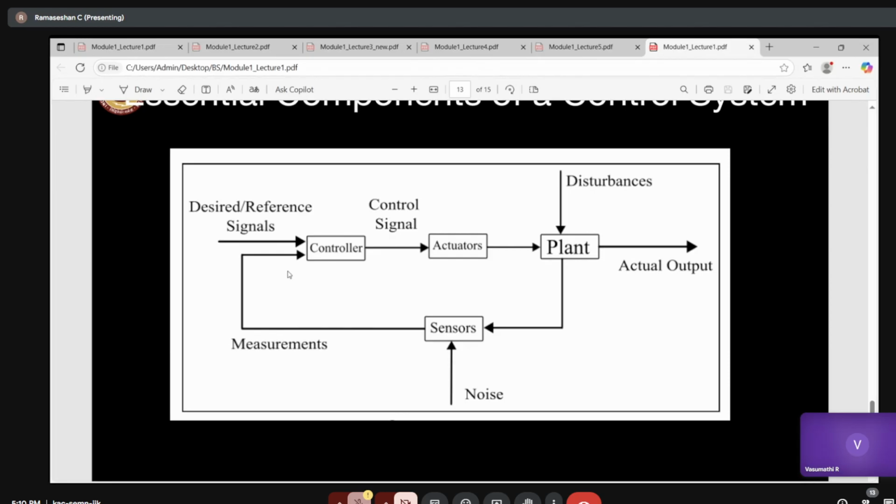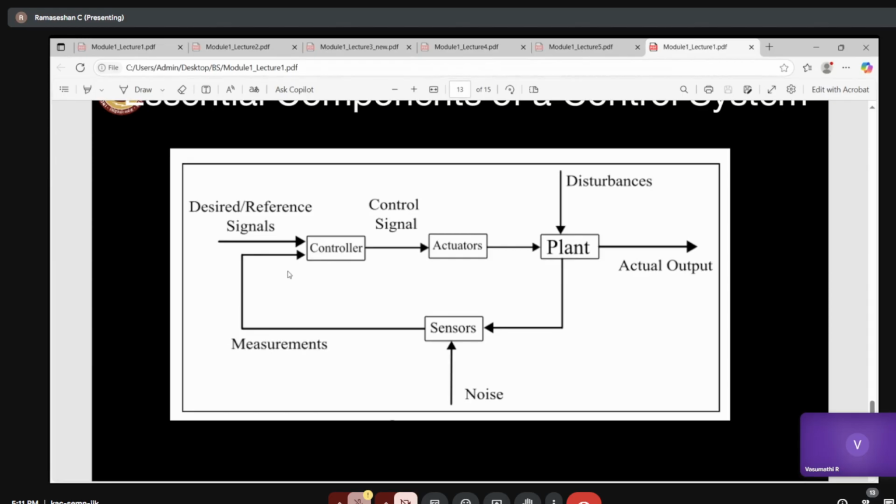I'll give you a very standard example. Let's say you want to heat water to, let's say, 90 degrees Celsius. Okay, and you have already done it many times. You know the quantity of water, you know the specific heat capacity of water, you know the room temperature, so you know how much heat you have to give. So you just do it. That is called open loop.